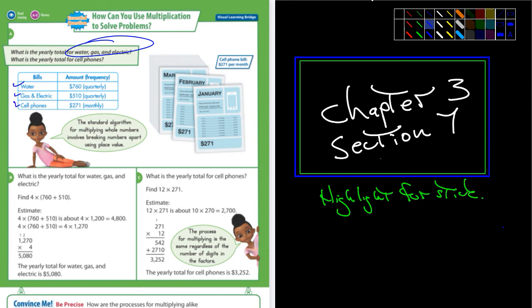Now, what's important here is that, notice that in parentheses, it says quarterly here. And so if something is divided up into quarters, how many parts are there? 4 parts, okay? So this is $760, I'm looking at the water bill, for 1 quarter. So it's going to be 760 times 4 to get the yearly total for water. So it would require a little bit more work on your part.